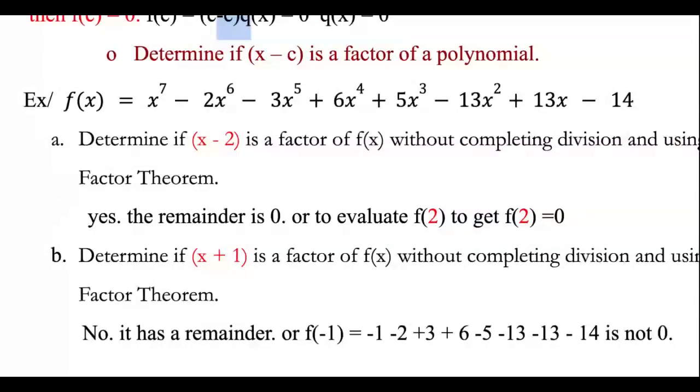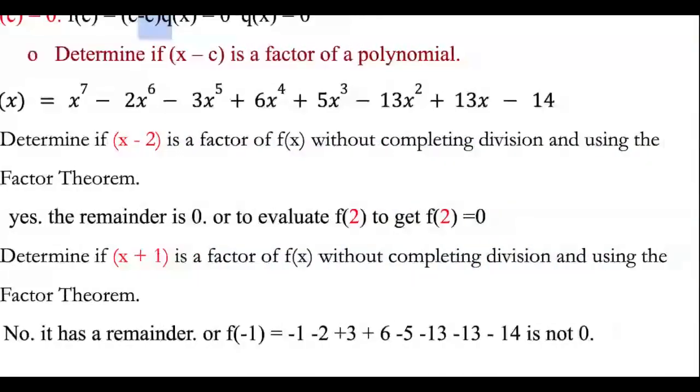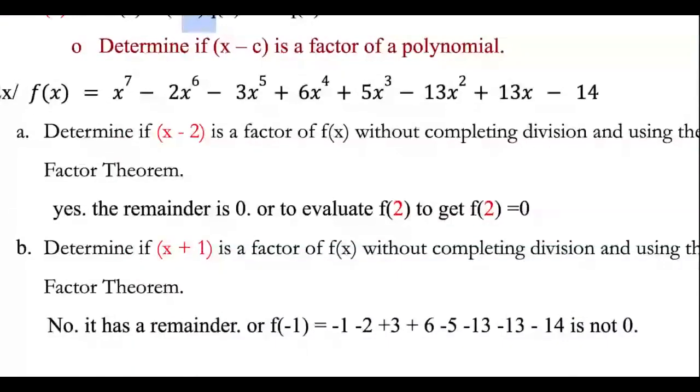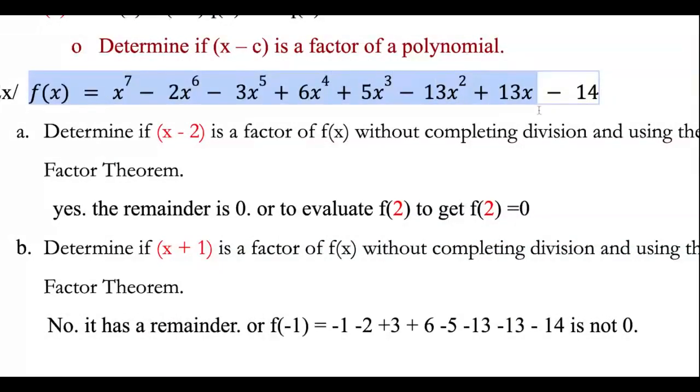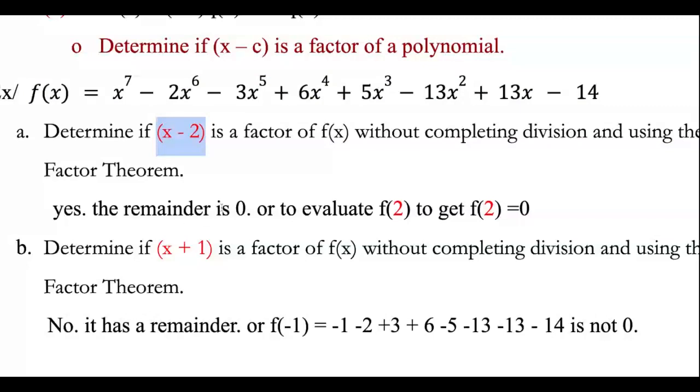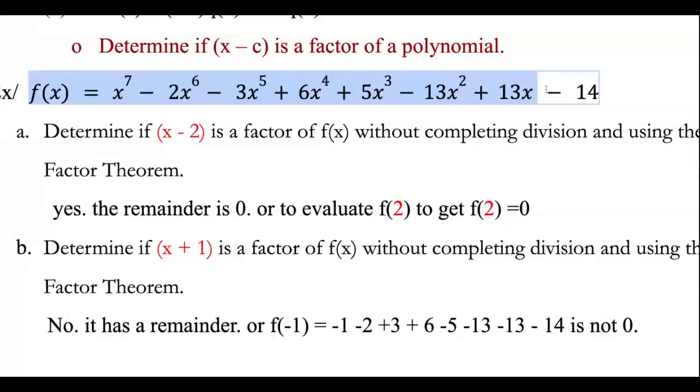So for your homework, you have to determine if a linear binomial is a factor of a given function, right? We don't want to complete the division, and we want to use the factor theorem. If we do long division for this, using the dividend divided by x minus 2, and the remainder is 0, which means we're able to write this in factored form as x minus 2 times the quotient.